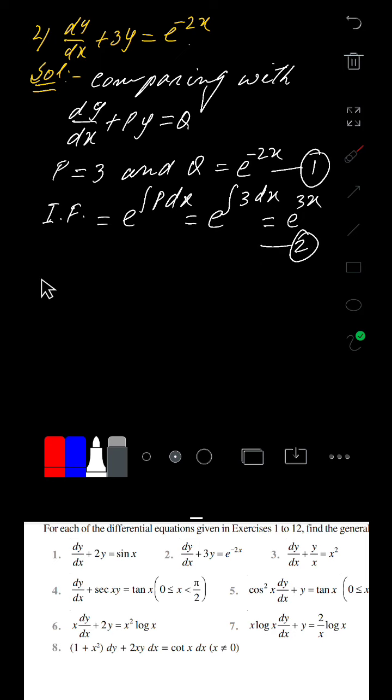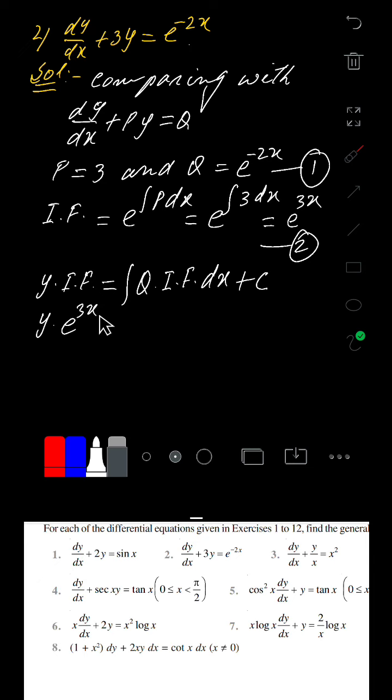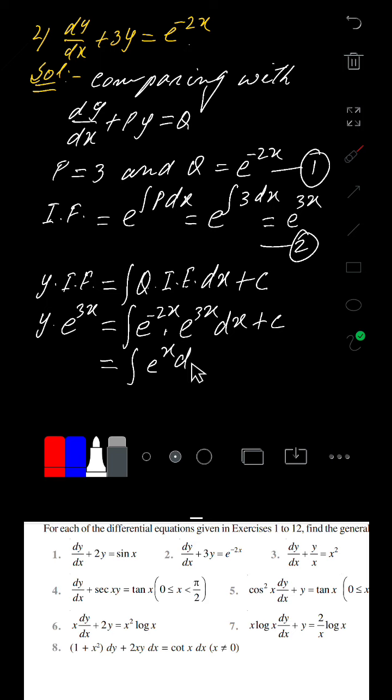Now we need to substitute the value of q and integrating factor in the equation y into integrating factor is equal to integral q into integrating factor dx plus c. So we have y into e raised to the power 3x is equal to integral q, q is e raised to the power minus 2x from equation number 1, and integrating factor is e raised to the power 3x, e raised to the power 3x dx plus c. By theory of indices, bases are same, powers are added. So minus 2x plus 3x becomes x. So we have e raised to the power x dx plus c. Now integral of e raised to power x is e raised to the power x, obviously. So we get e raised to the power x plus c.